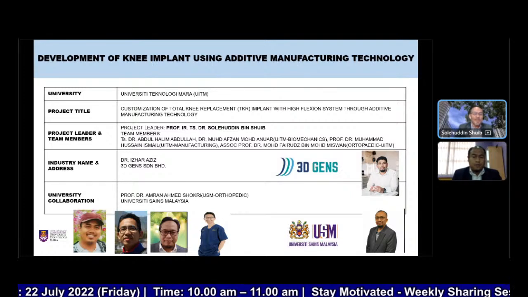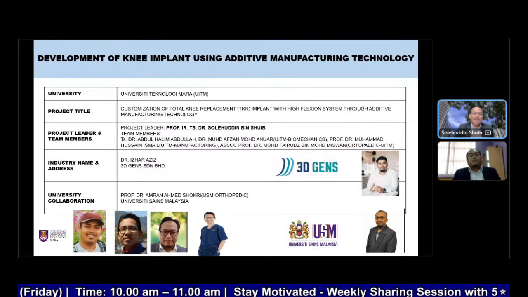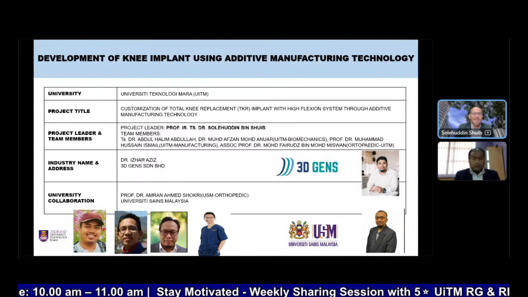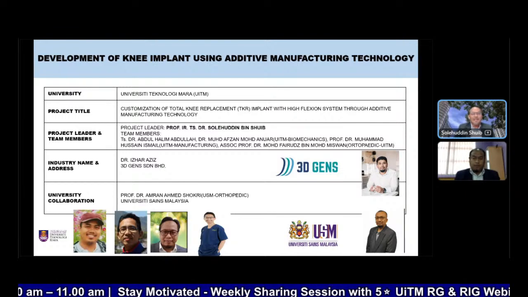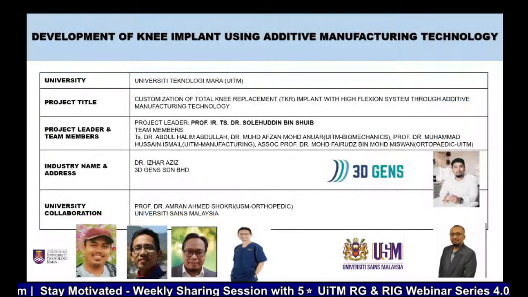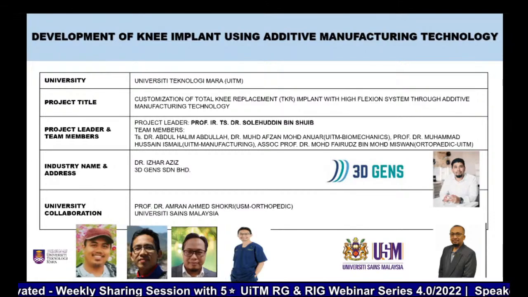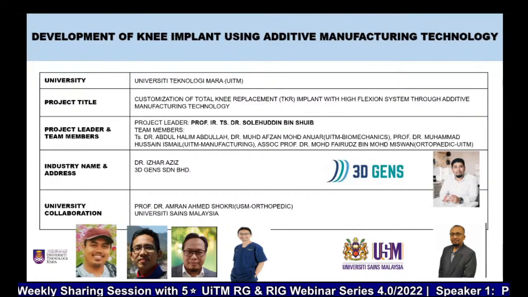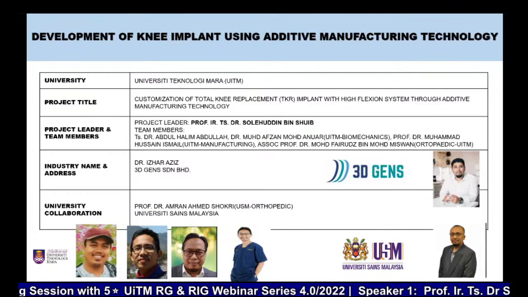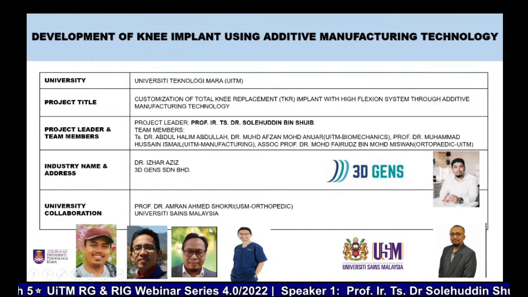In the project, we also have an industrial collaborator who always helps us in terms of the technology to do the fabrication with metal 3D printing, which is Dr. Izhar Aziz. He is CEO of 3D Gens Berhad. And I also have another orthopedic surgeon from USM. I've been working with him since 2006. It's Prof. Amran Ahmad Shukri, orthopedic surgeon from Universiti Sains Malaysia.